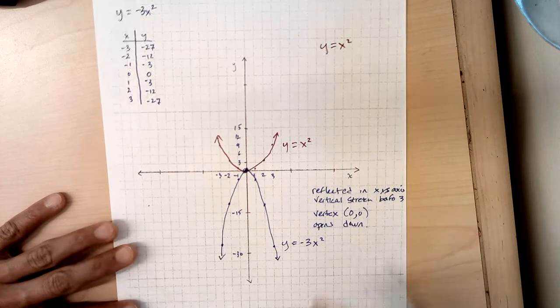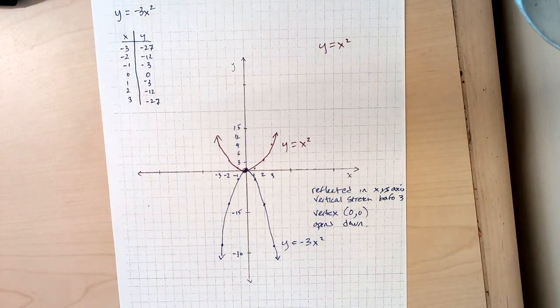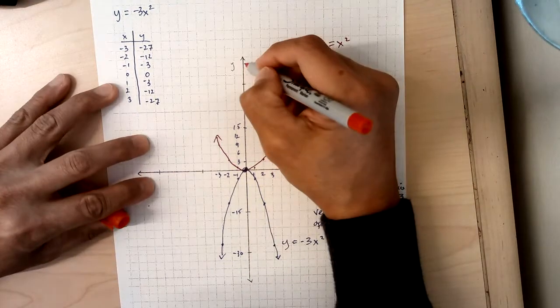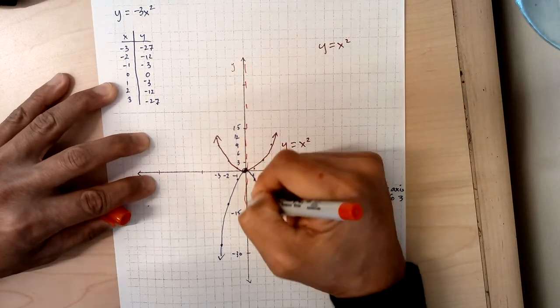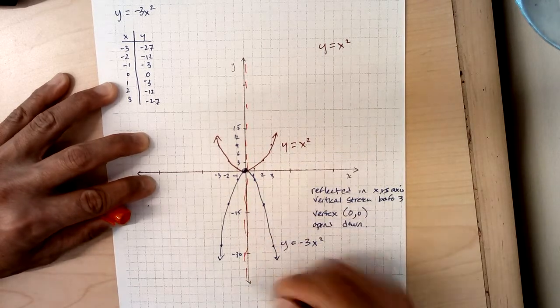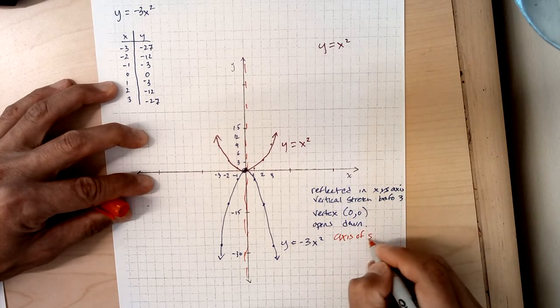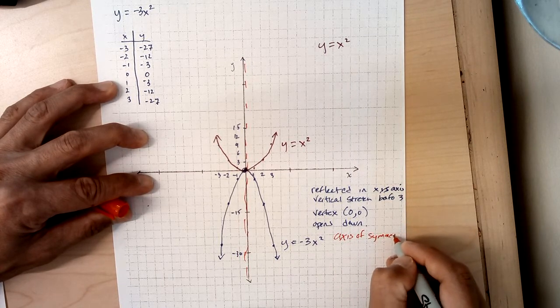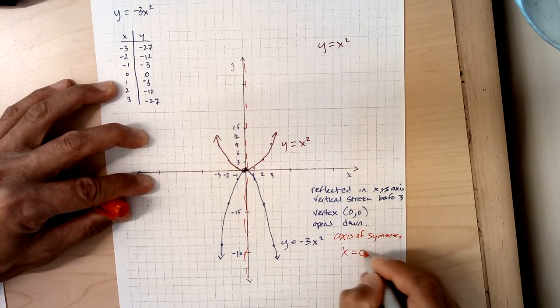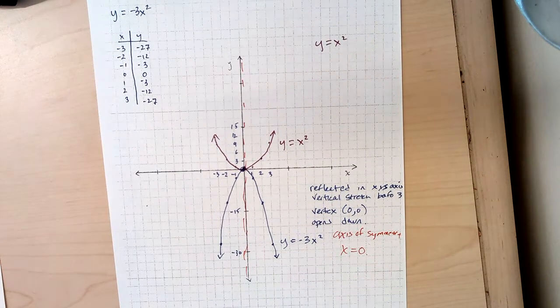And then lastly, the axis of symmetry. So the axis of symmetry still goes right down the middle. Still, in this case, the y-axis, the axis of symmetry for both these graphs is the same. So the axis of symmetry should be the equation x equals 0. So those are all the characteristics of the graph of y equals negative 3x squared.